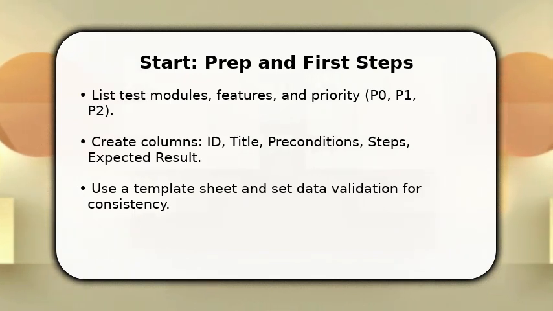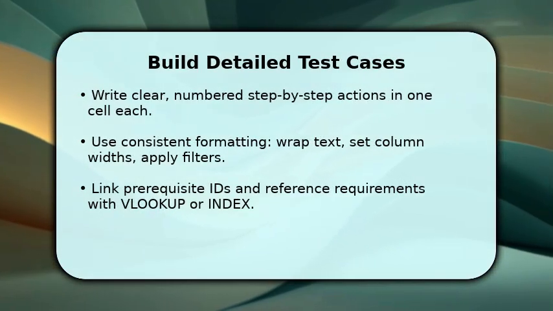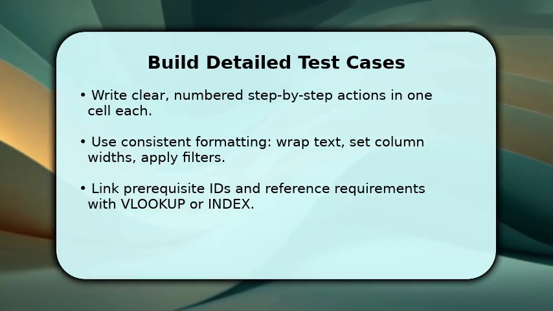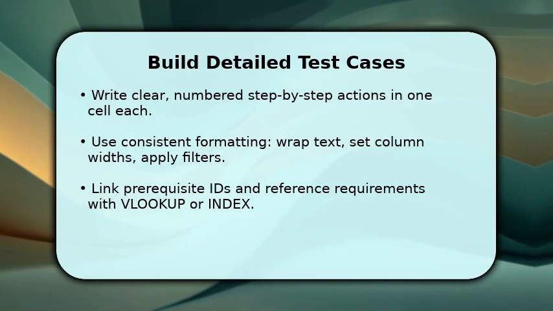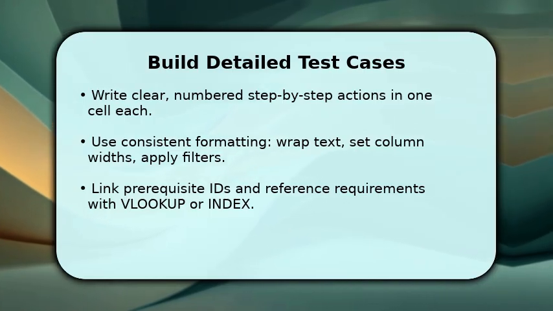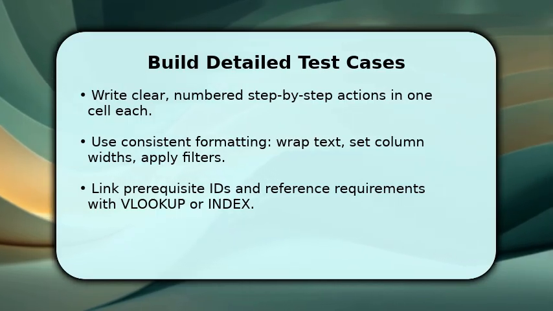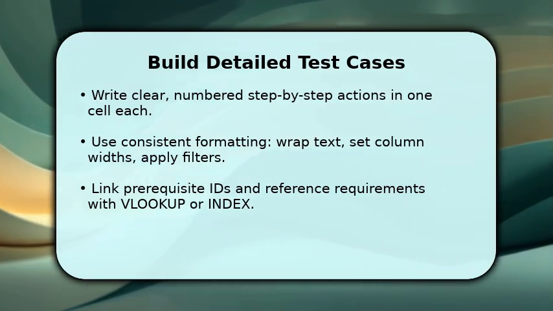Now you write each test case row by row. Enter a concise title, then list preconditions and enumerate steps with numbering like 1, 2, 3, in one cell for readability. Use wrap text and adjust row height. Make expected results specific and measurable, and attach priority and owner.